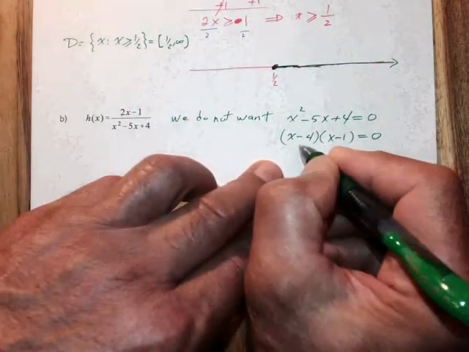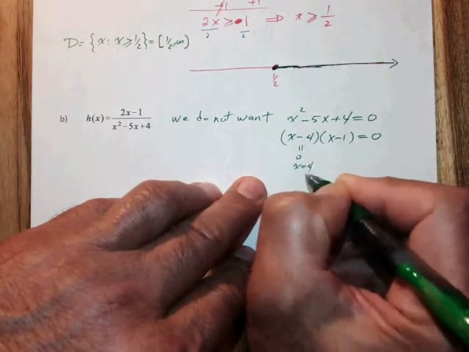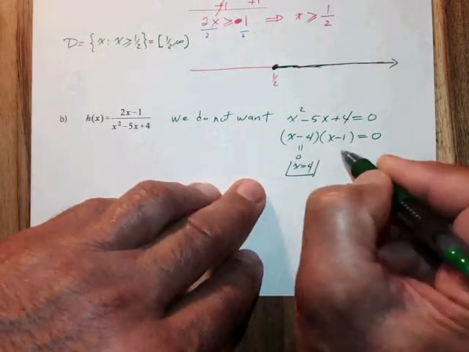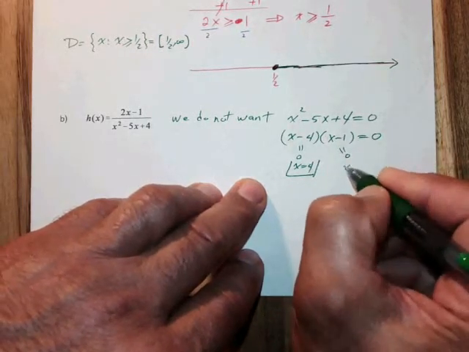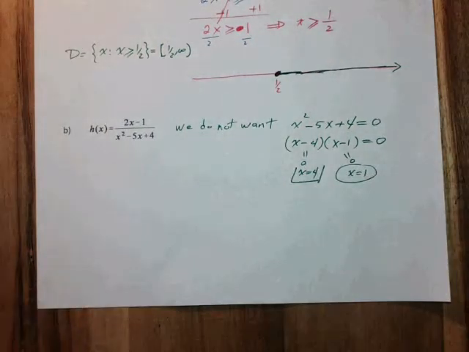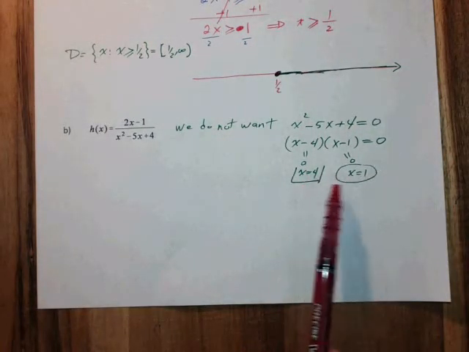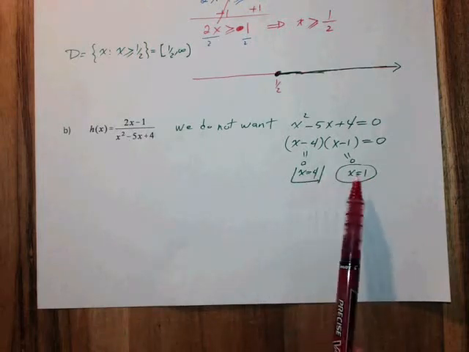And then if I put this factor equal to 0, it gives me x equal to 4. This is one bad value. And if I put the second parenthesis equal to 0, it gives me x equal to 1. This is another bad value. So here are two x values that make the denominator 0, so they have to be removed from everything else.